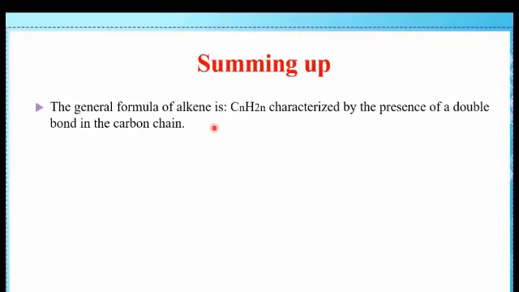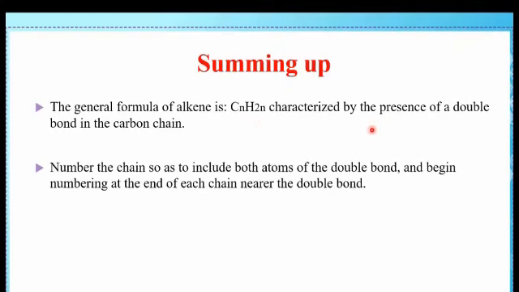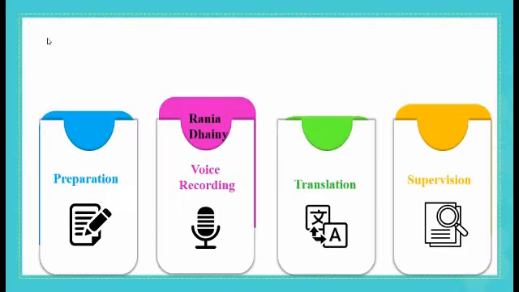The general formula of alkene is CnH2n, characterized by the presence of a double bond in the carbon chain. Number the chain so as to include both atoms of the double bond, and begin numbering at the end of each chain nearer the double bond.